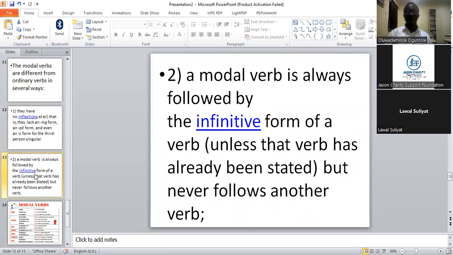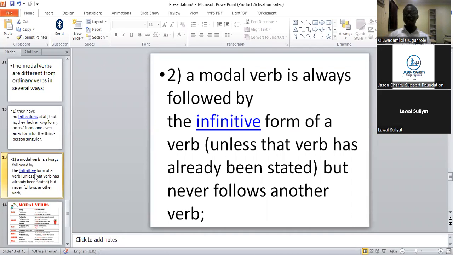Another thing that I want you to note about the ways that they are different from other verbs is the infinitive form. A modal verb is always followed by the infinitive form of the verb they are working with. So when you are using a modal verb, the lexical verb must come in the infinitive form. That is, you are adding the preposition to that lexical verb.